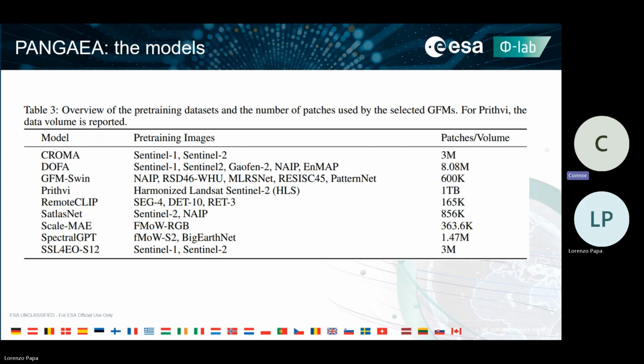Those are the geospatial foundation pre-training datasets. And those are the models that have been used inside Pangea. As you can see, some of those models, even if they are called foundation models, are mostly pre-trained only on specific kinds of images. However, it is still a very large volume.